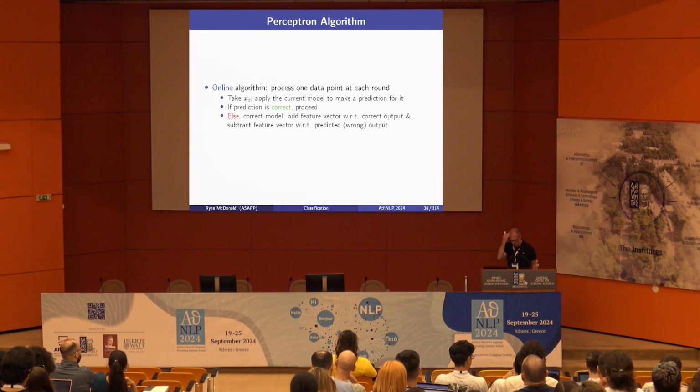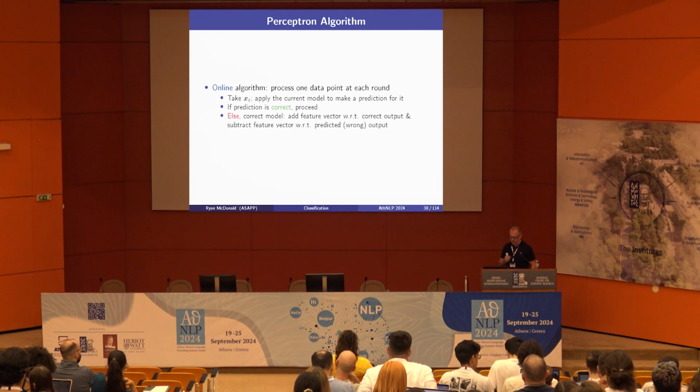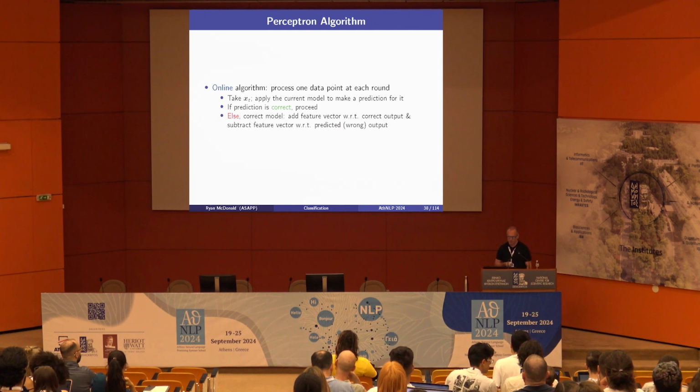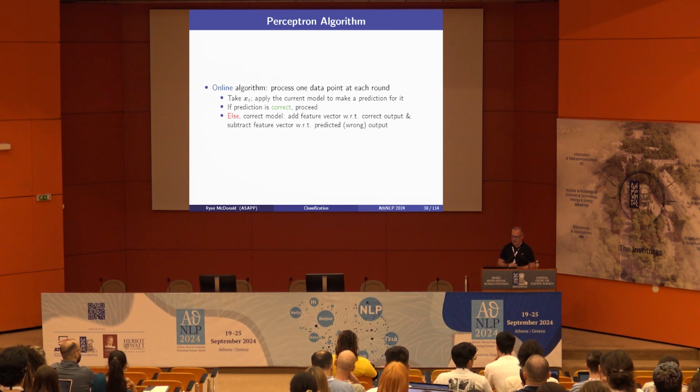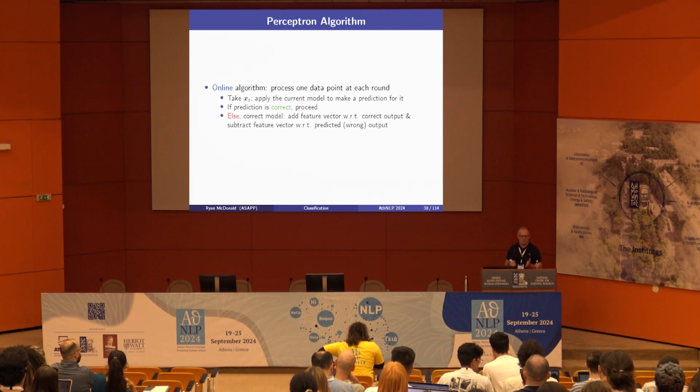Okay, so the perceptron algorithm. It's an online algorithm, or we call these stochastic algorithms as well, but the idea is it's going to process one data point at each round. So it's not going to look at the whole data set at each time. It's just going to take a single training data instance from that set, and it's just going to have a very simple update rule.